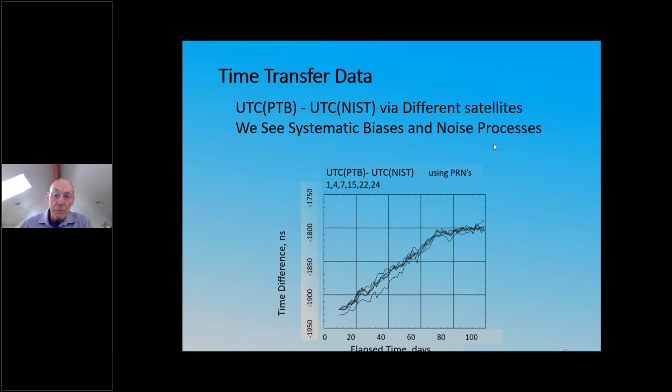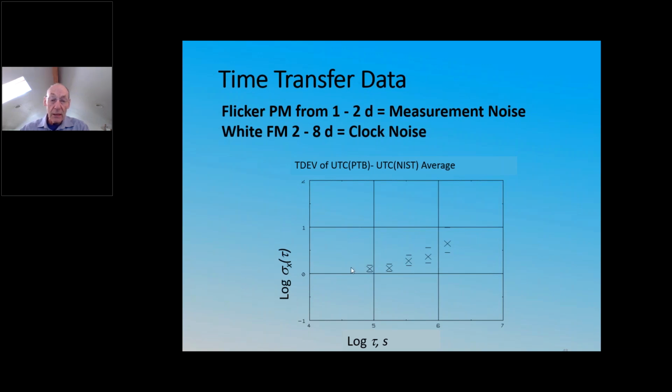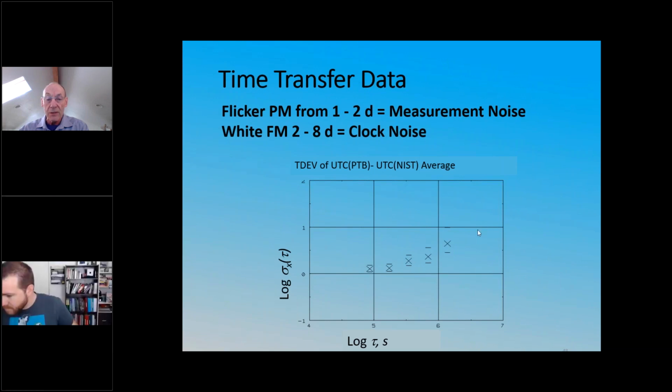And so what's the optimal way of combining these? Well, if you combine them and you look at the average phase noise, you're able to see that the noise is flicker noise from 1 to 2 days, which is probably measurement noise, because clocks exhibit frequency noise, not phase noise. Which means that in these data, at about 1 day, 2 days, 4 days, you begin to see the actual clocks.